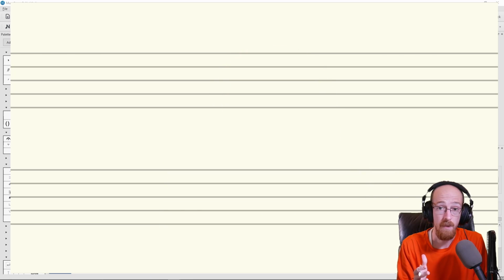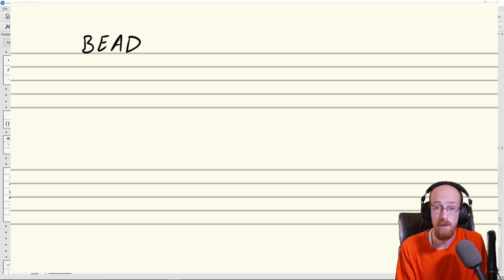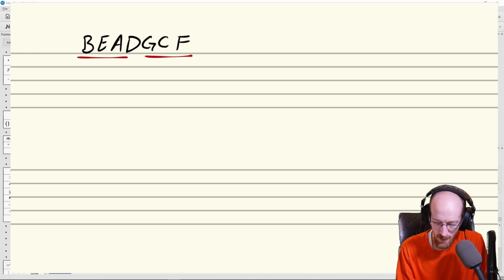So, first up, you need to know a few basic things. You need to know the order of flats. So, the order of flats is B, E, A, D. Now, you can remember this as the word bead, like just the word bead. And then greatest common factor, G C F. So I think of it as the word bead, greatest common factor.